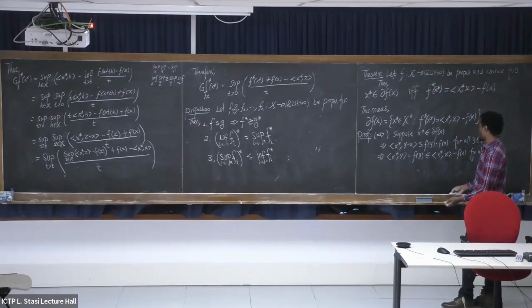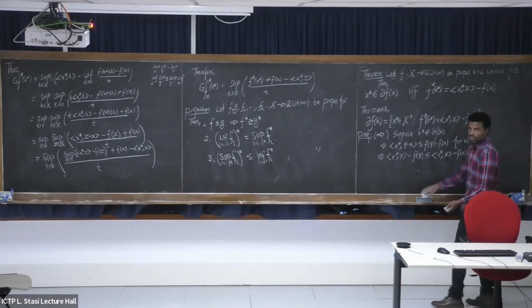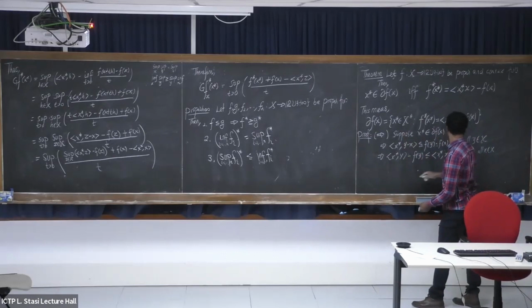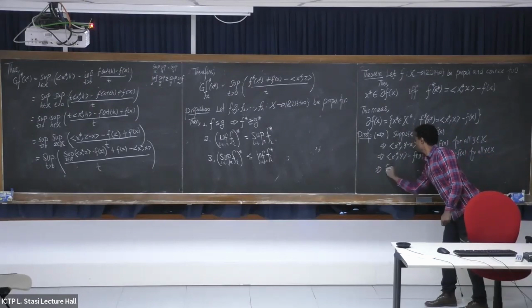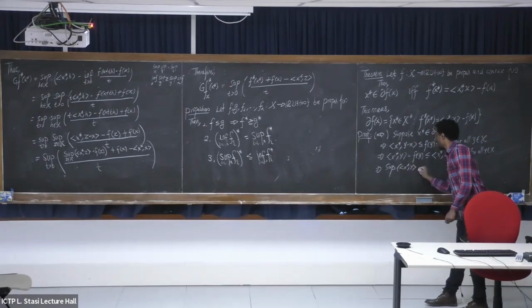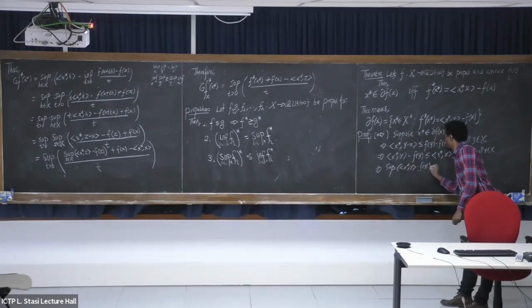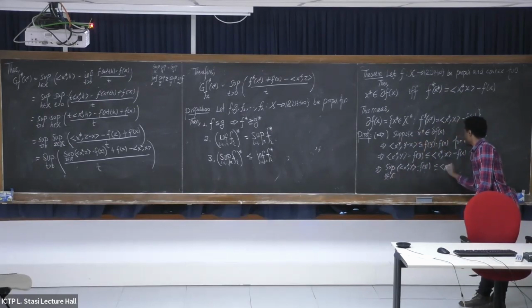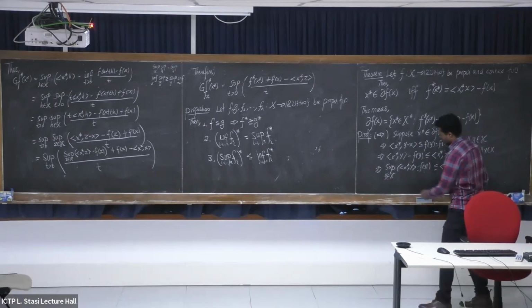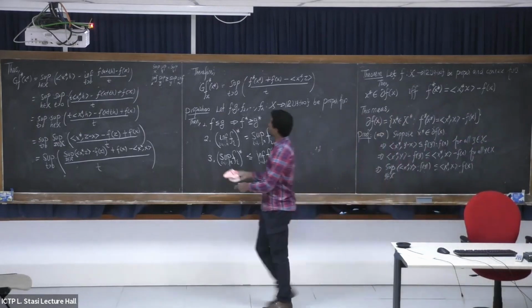So if we take the supremum on both sides, for all y, we get the supremum over y in X of this is less than or equal to this. What it means is that this is the conjugate.